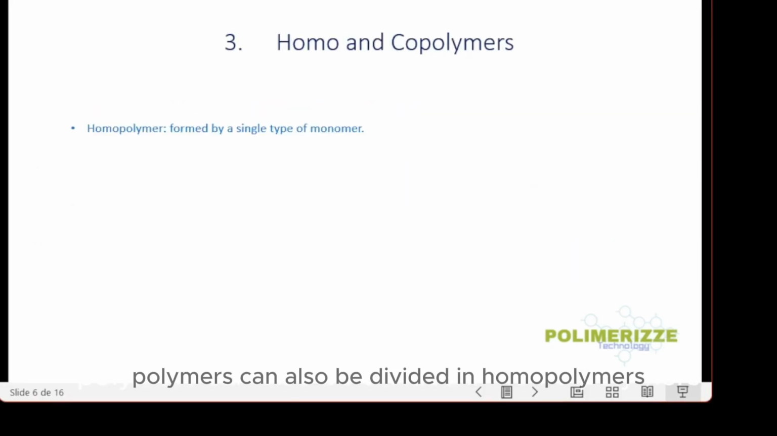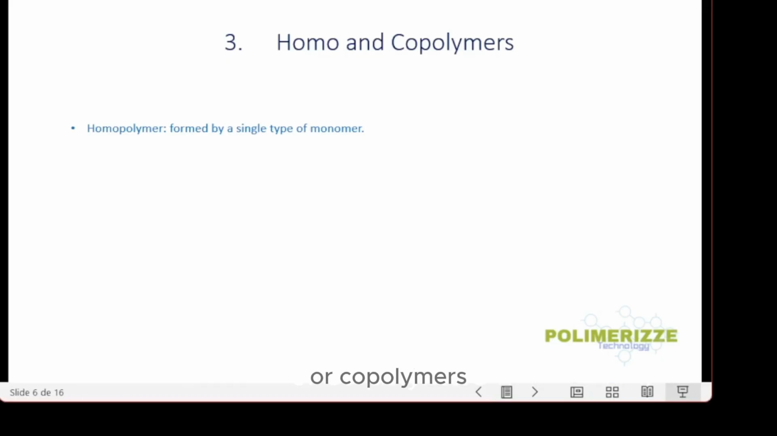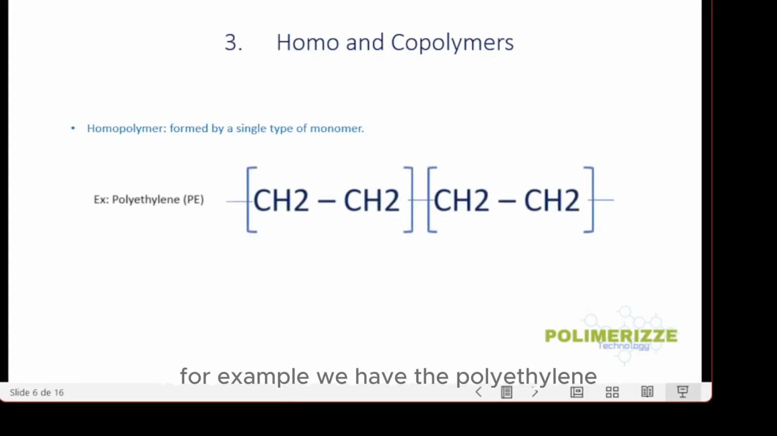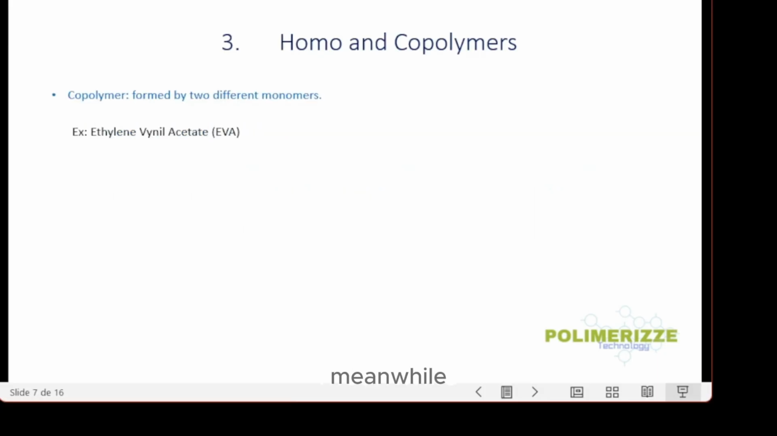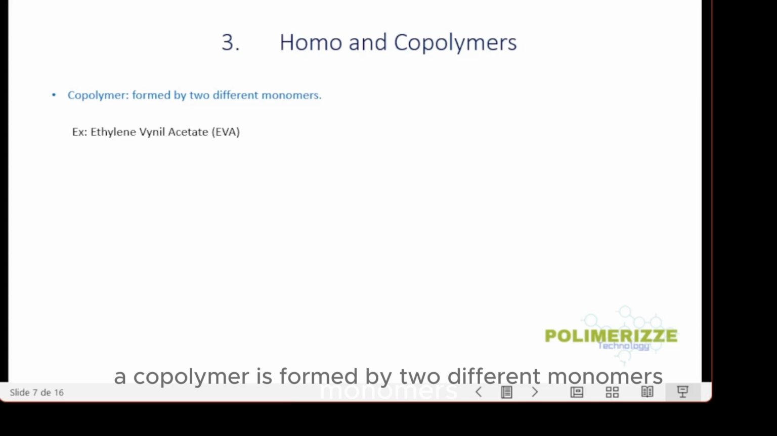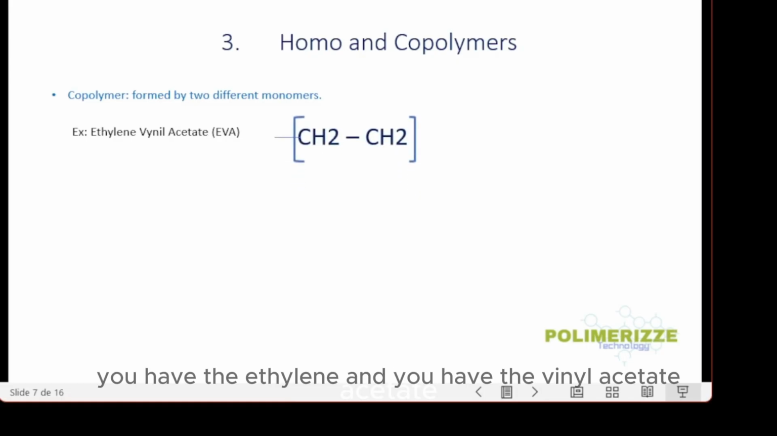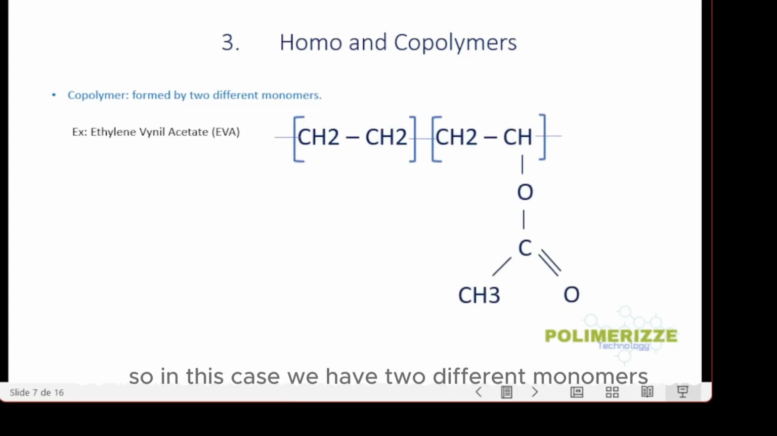Polymers can also be divided into homopolymers or copolymers. A homopolymer is formed by a single type of monomer. For example, we have polyethylene. We have the ethylene monomer repeating itself in the entire molecule, only the ethylene. Meanwhile, a copolymer is formed by two different monomers. Let's see the example of ethylene vinyl acetate, EVA. You have the ethylene and you have the vinyl acetate. So in this case, we have two different monomers.